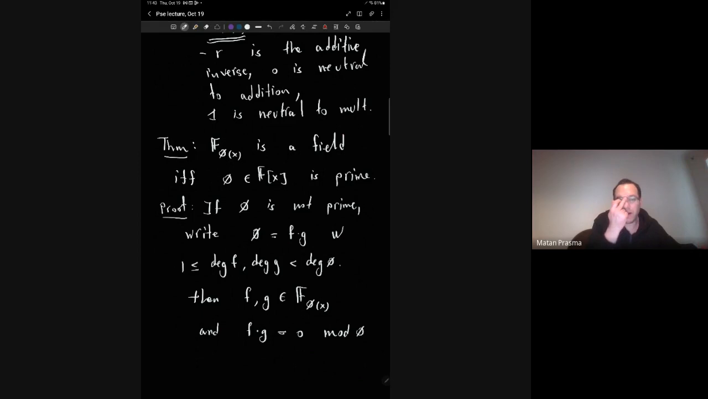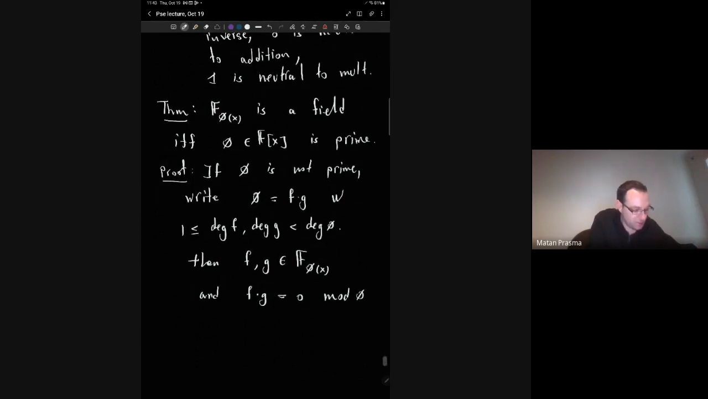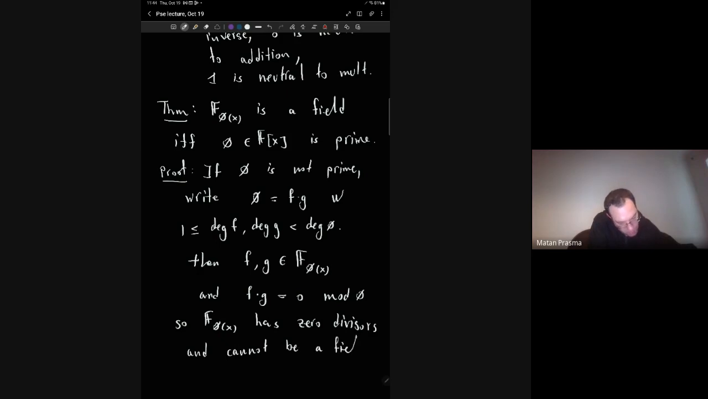You remember we had a lemma, like an observation, really, that in a field, if you multiply two elements that are non-zero, you cannot get 0. So F sub phi of x has zero divisors. And it cannot be. Okay.